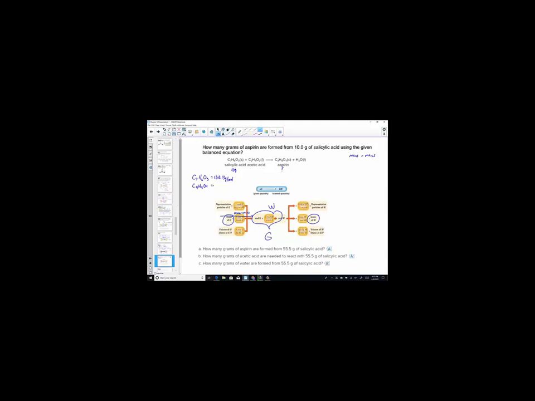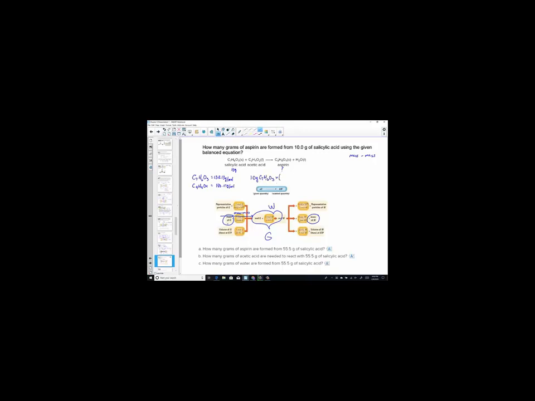12.01 times 9 for the carbon, plus 1.01 times 8 for the hydrogen, plus 16 times 4 for the oxygen. Oh, I didn't hit that right. It didn't look right. Plus 1.01 times 8 plus 16 times 4 is 64. Yep, there it is. 180.17 grams per mole. All right, that's been out there before. We've used that one. That's why I knew it didn't sound right. Here's what we're starting with: 10 grams of salicylic acid.